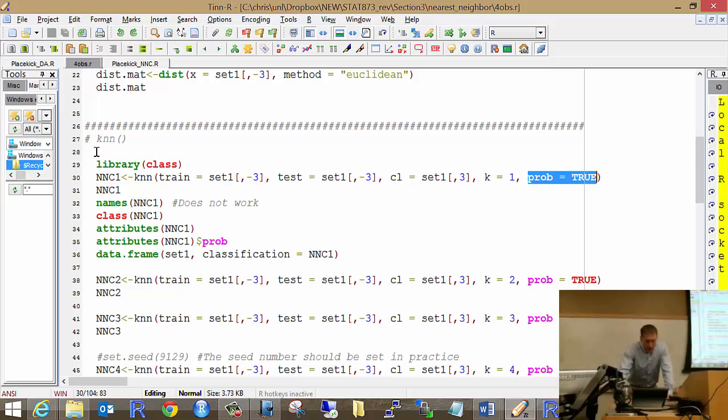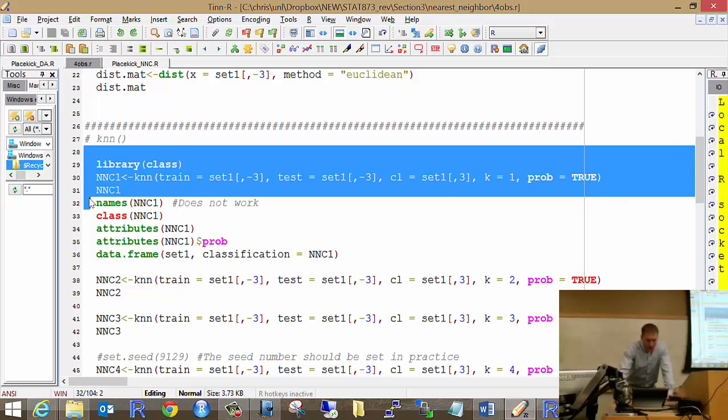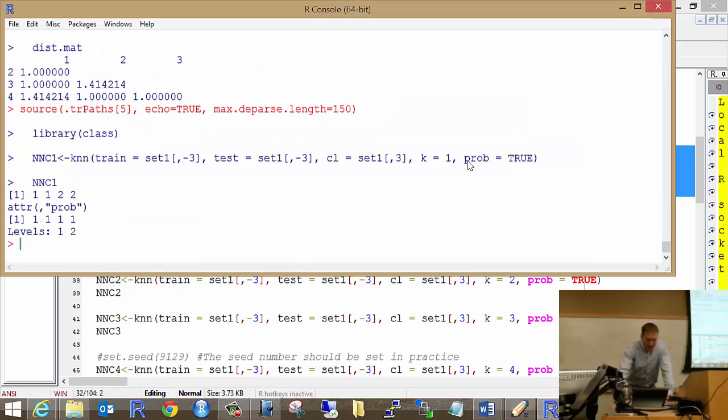So I am going to now run this, put the results into something called NNC1, and this is what I get. Simply, NNC1 is returned to you as a vector. It is actually a factor. And it gives you the ordering for which the observations are classified into. So observations 1 and 2 are classified into population 1. Observations 3 and 4 are classified into population number 2. Okay.